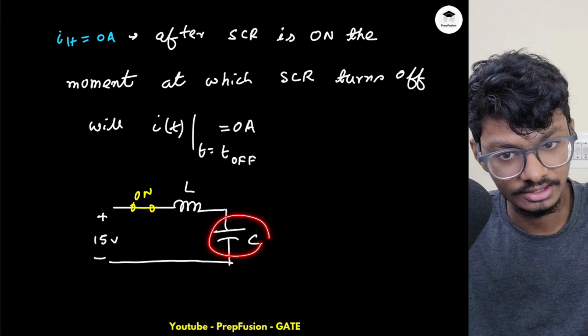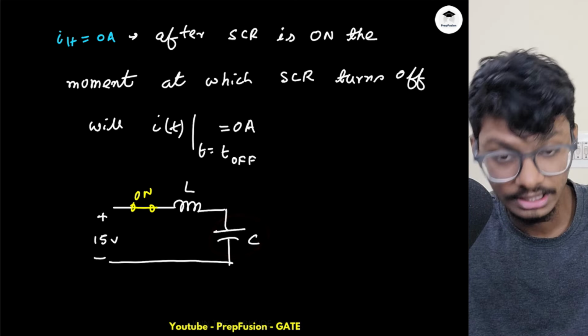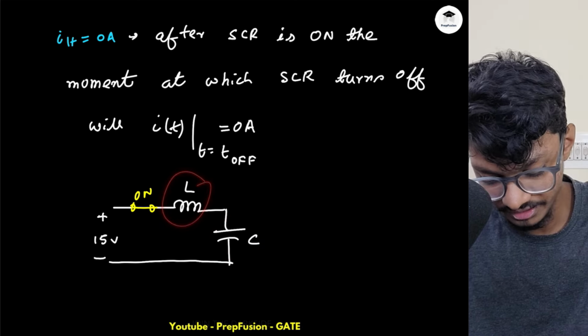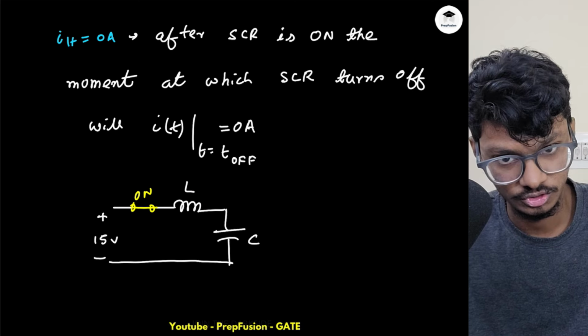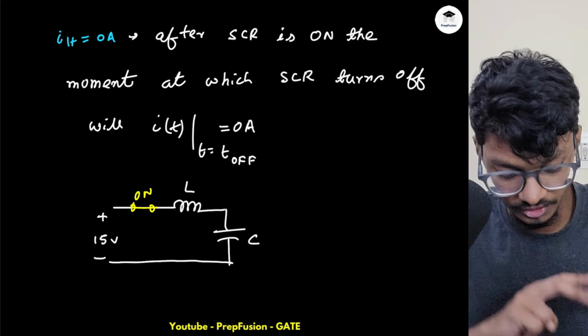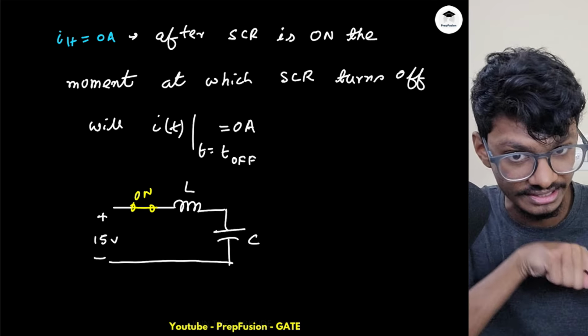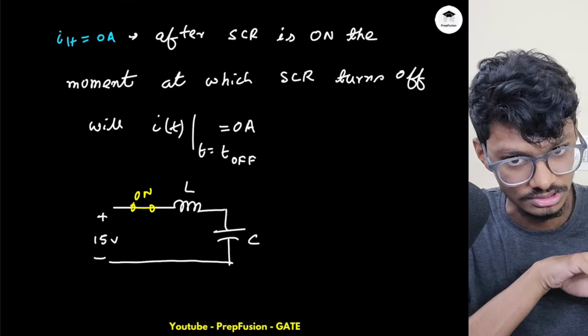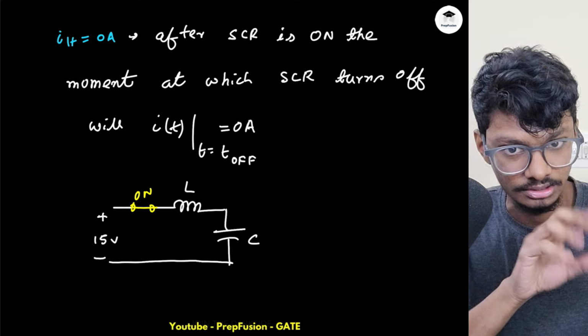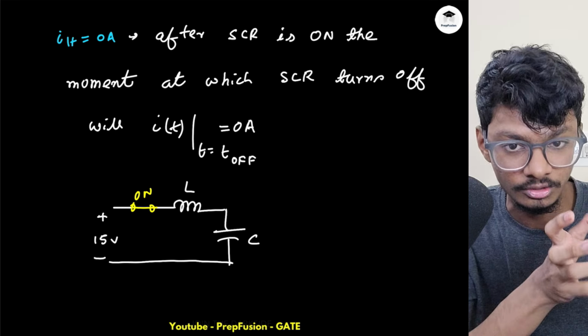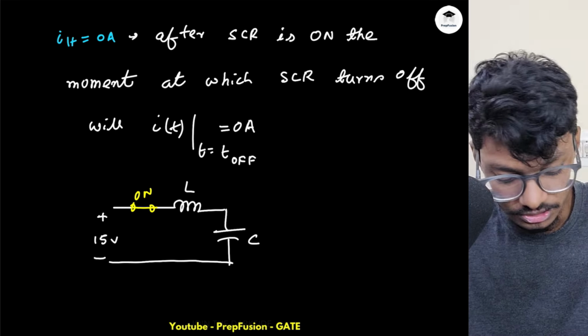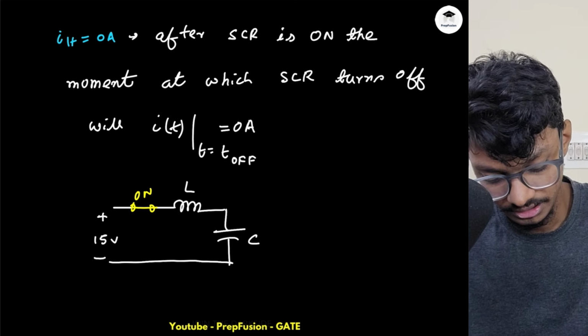So if the initial voltage across the capacitor is 0 and across this is 15, initially what should happen? We know only L and C are present, so it will be oscillatory in nature. It will be only sine or cos, it can't be some decaying exponential, because there is no resistive component to decay the current or the voltage. So it will be sine or cos.